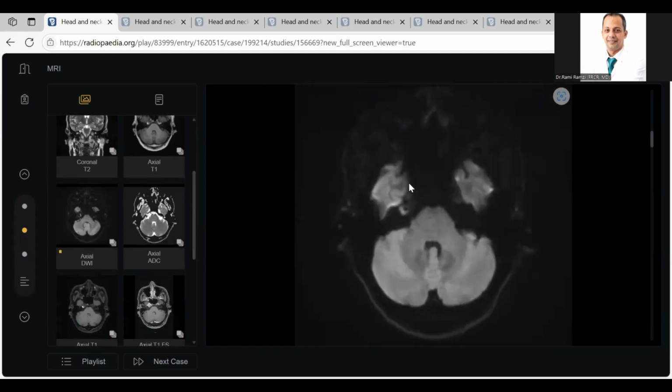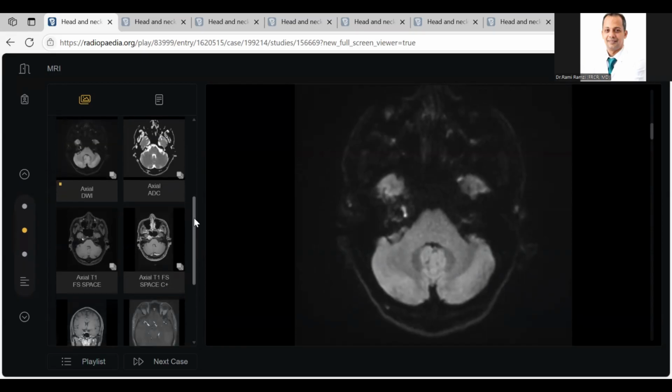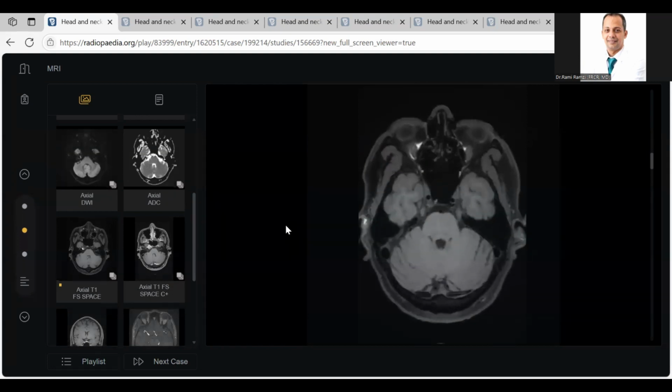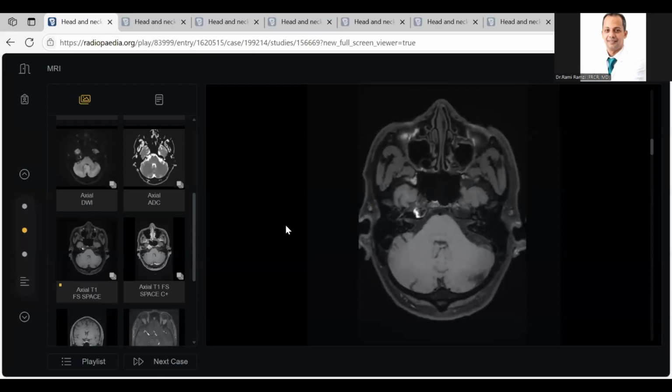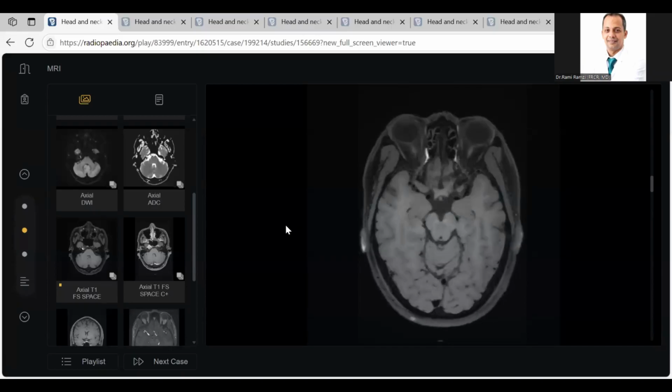This is the diffusion weighted sequence. I can see a focus of restricted diffusion at the same location. So, being a petrous apex lesion with restricted diffusion, I can put the differential diagnosis of cholesteatoma as well. What else? The other differential diagnosis would be epidermoid. The differential diagnosis could be cholesteatoma or epidermoid cyst as the lesions causing restricted diffusion.